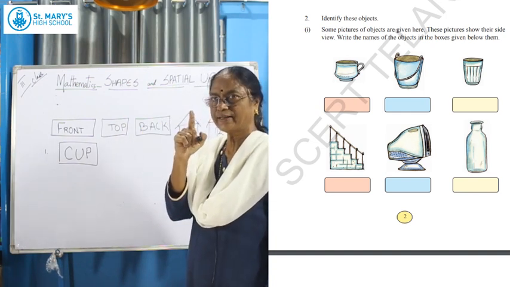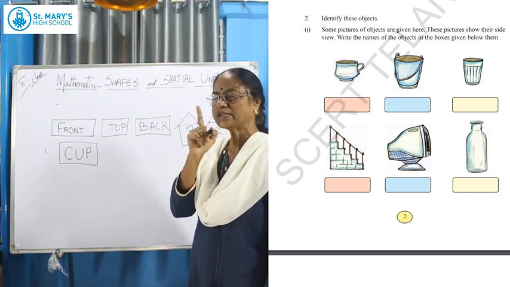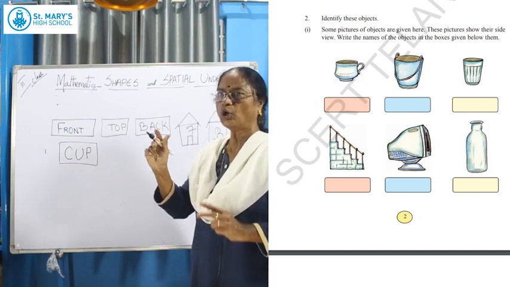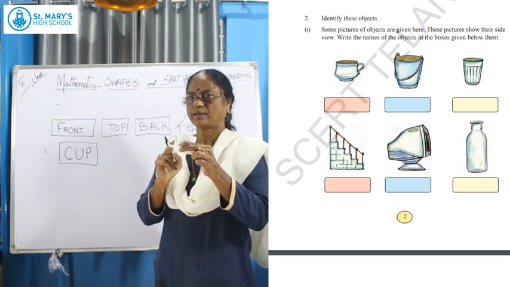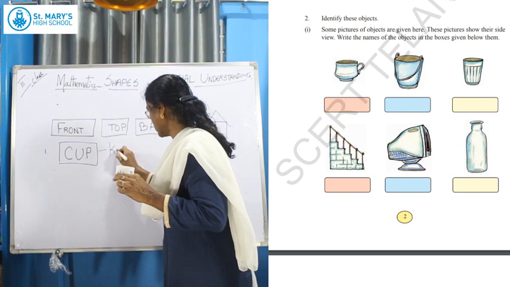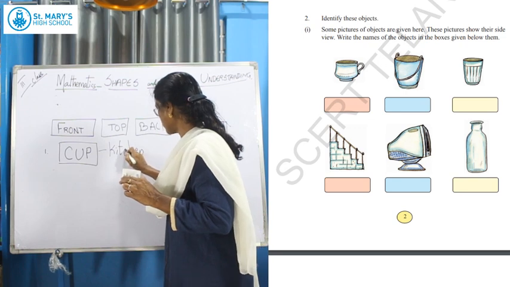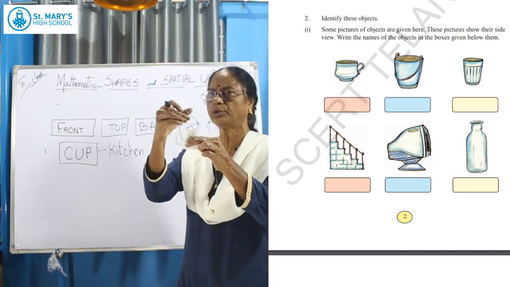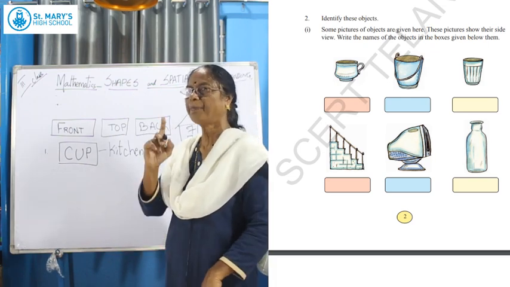where do you find that one? You may be finding it in the bathroom, second picture. What do you have in the bathroom? Bucket. It will hold water. See the space. The cup's space is this much. This thing you will find in the kitchen. Where do you find a cup? In the kitchen. Go and see how much space it occupies. See, how much does it hold? Then the second one is bucket.